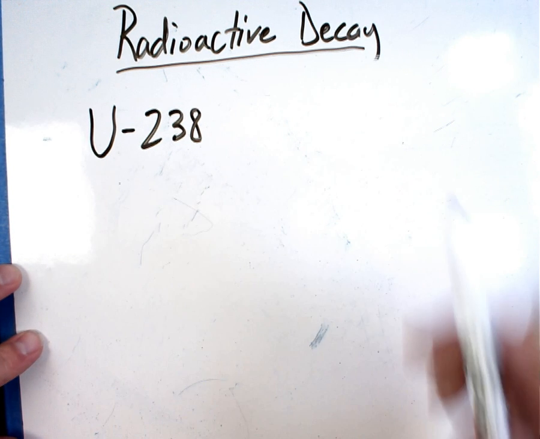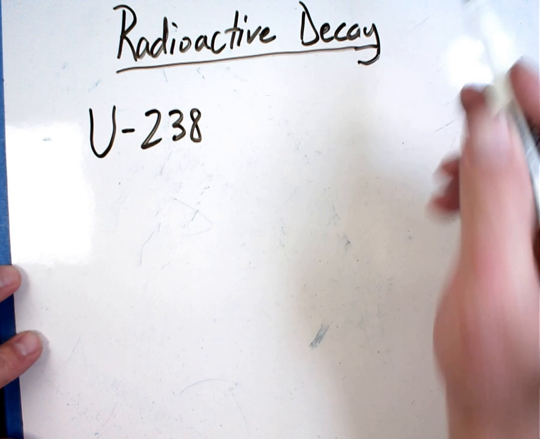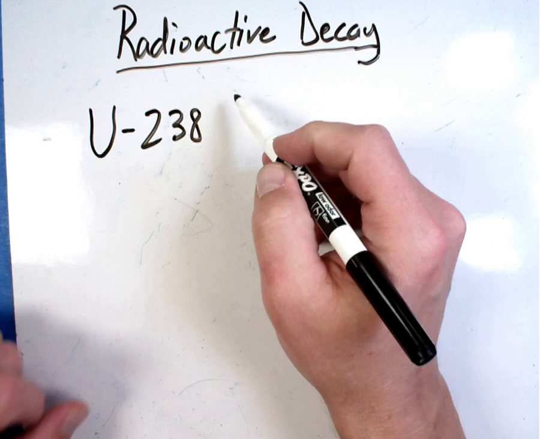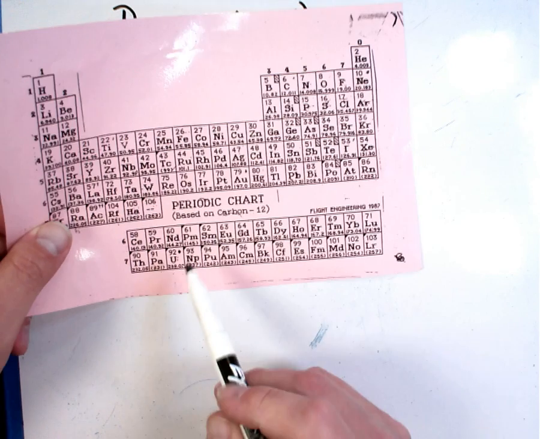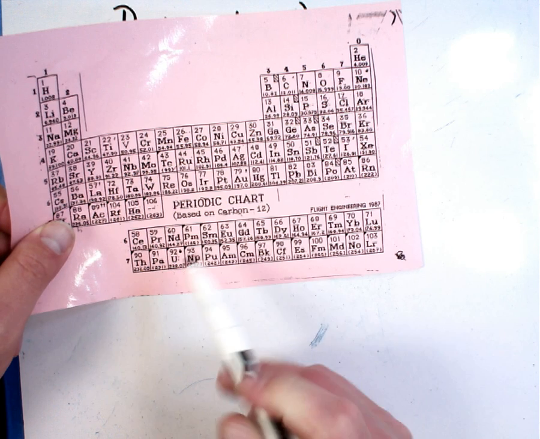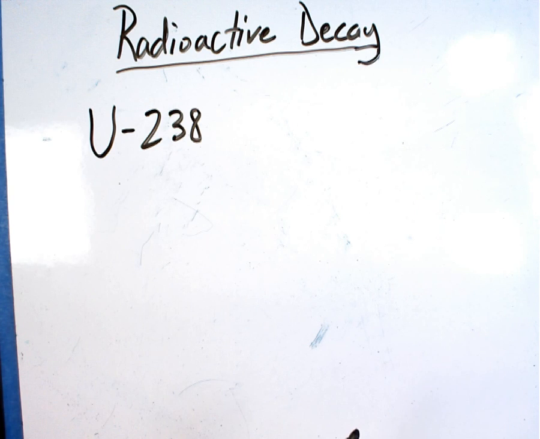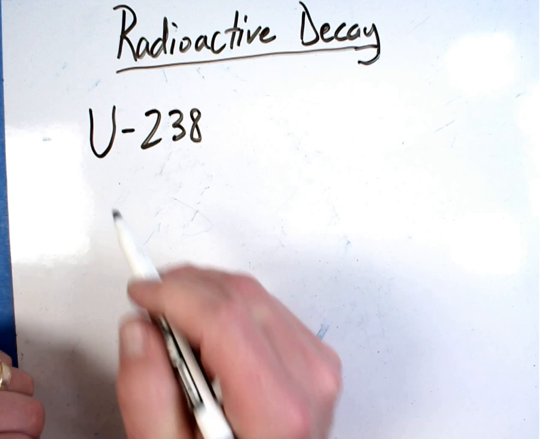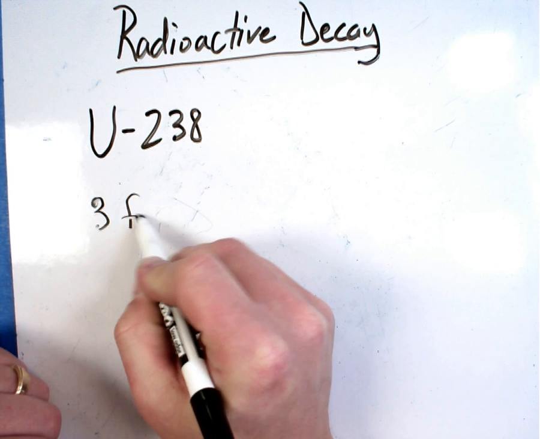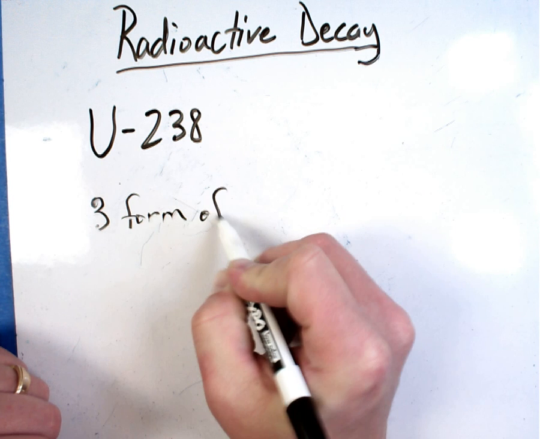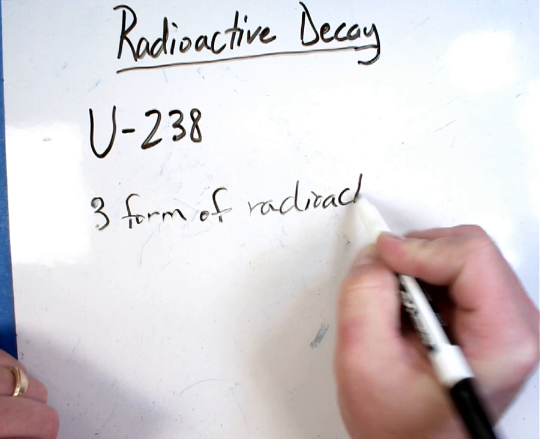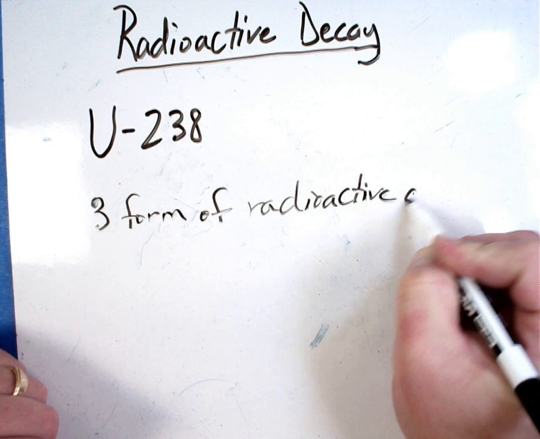Now notice the word decay. When something decays, it falls apart. Now, uranium is element number 92 on the periodic table. 92 right there. So it's above 84, so it's automatically radioactive. Now what's going to happen is this. There are three ways, or three forms, of radioactive decay.